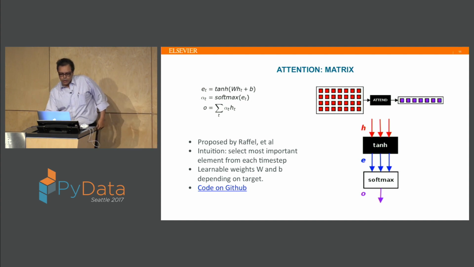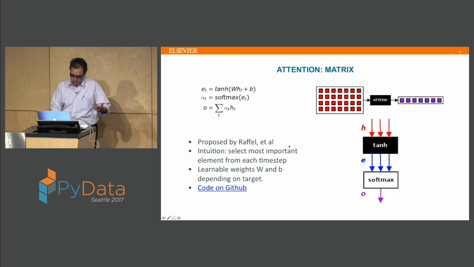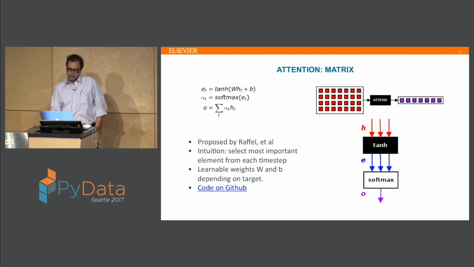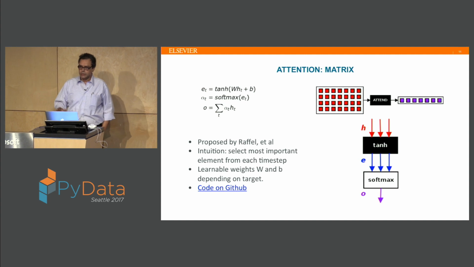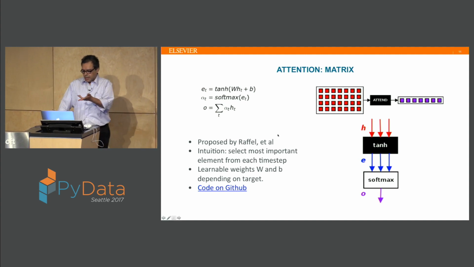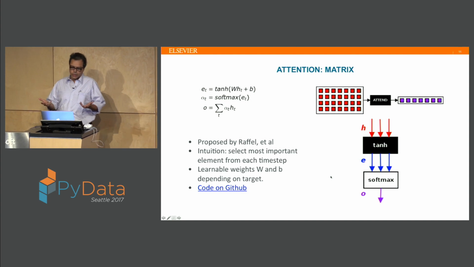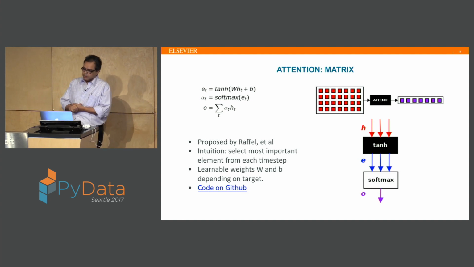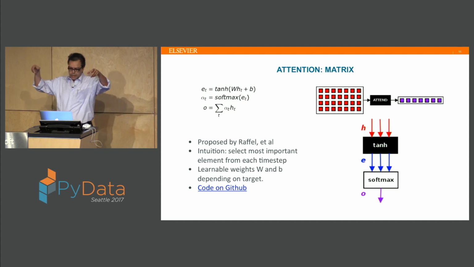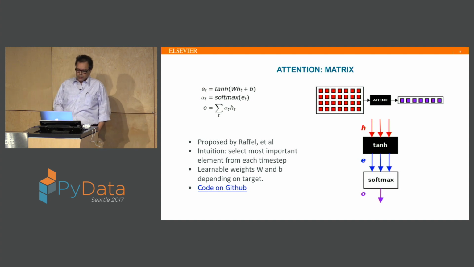So this is proposed by a researcher called Raffel and his team. And I have references at the end, so you have the papers there, so you can just read it up yourself. As you can see, the intuition is basically to select the most important element from each time step, right? Essentially at each word, you take the most important word there. And as I mentioned before, weights W and B are learnable, and it depends on the target.